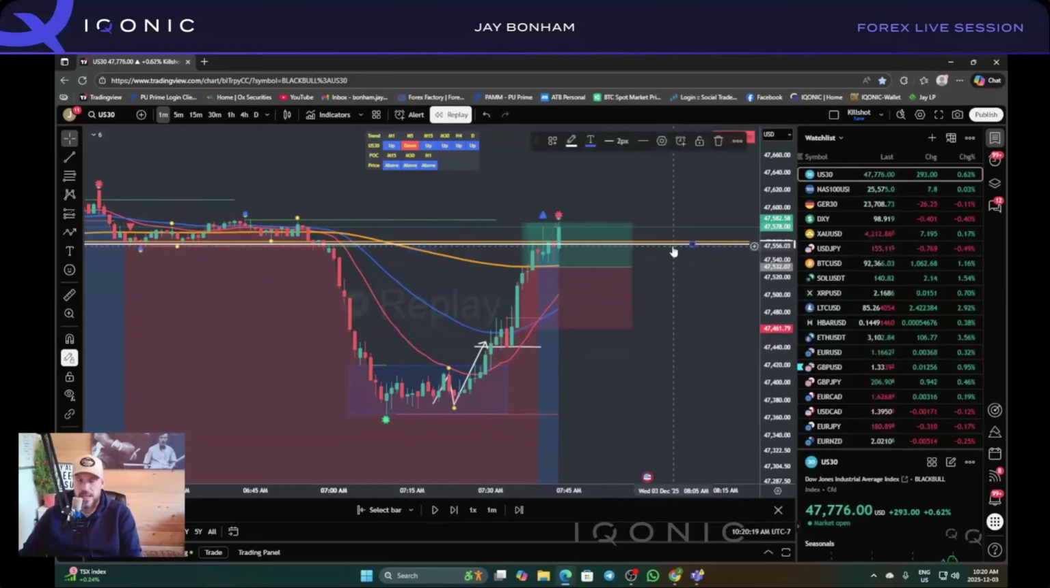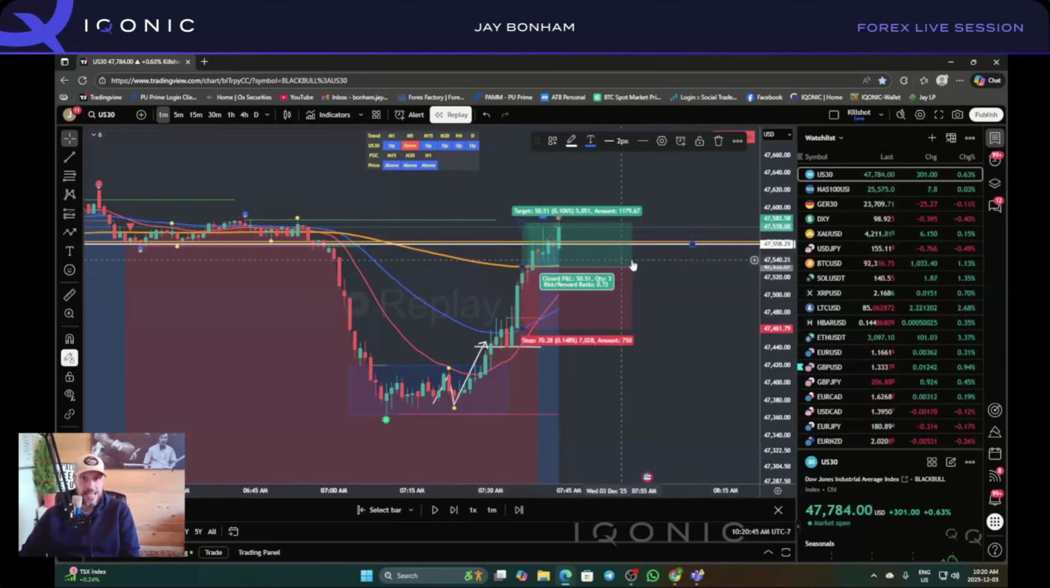But these are bonus entries. So everything I'm showing you here with advanced trading strategies are bonus. That means if the market wants to give us a little bit, we're going to take it. We're not going to try and push and force more out of it. We're going to take that opportunity to get some pips out of this move.